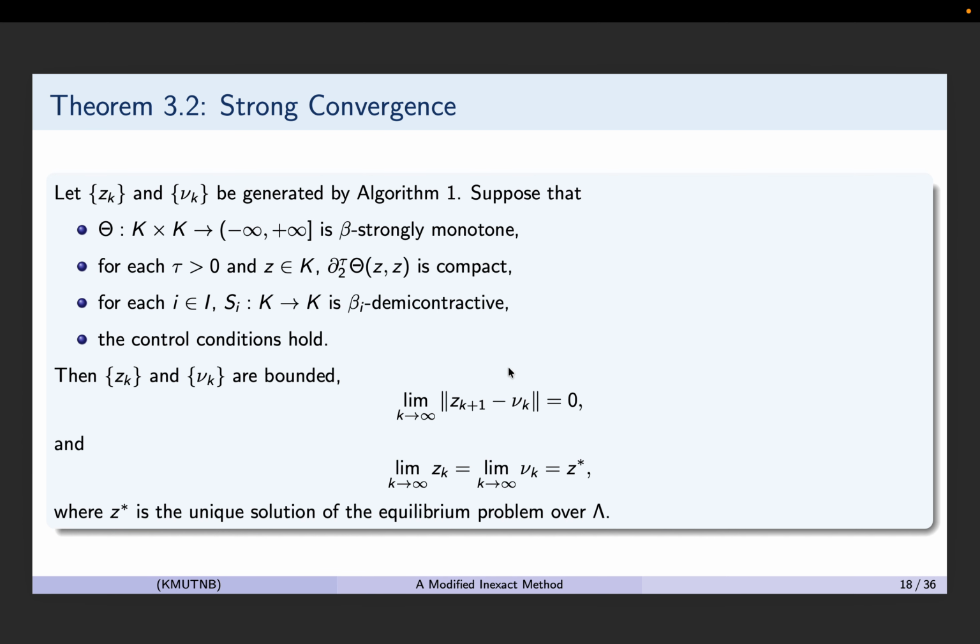And for the strong convergence, we were able to show strong convergence given that the bifunction here is beta strongly monotone, and the subdifferential set is compact, and for each of the sets we assume the mapping to be beta I demi-contractive, and the control conditions hold. Under those control conditions on the sequences, the sequence generated by this proposed algorithm is bounded, and we were also able to show that this limit equals 0, and the limit of the sequence z k is the same as the limit of v k, which equals z star, and this z star happens to be the unique solution of the equilibrium problem we are considering.